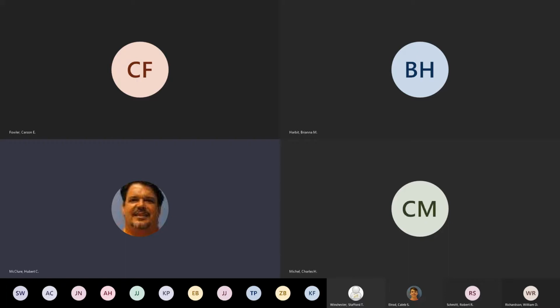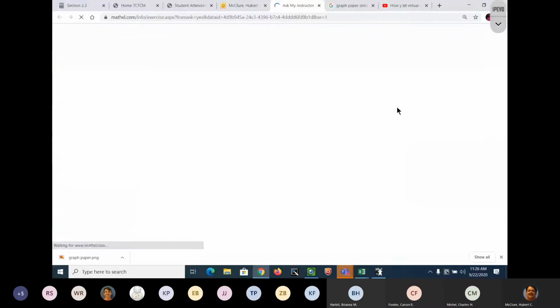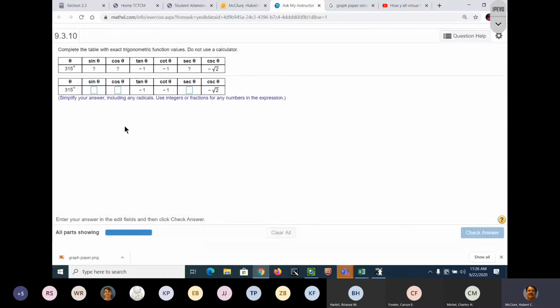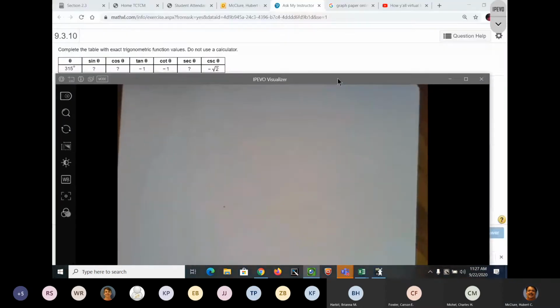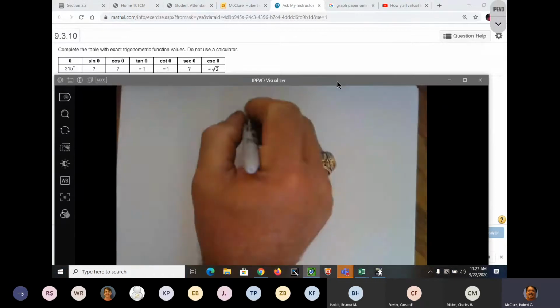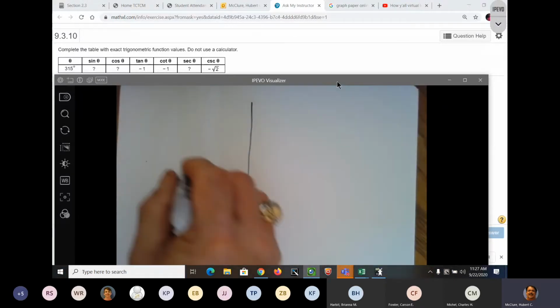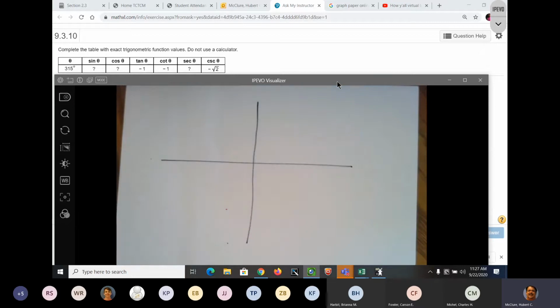10/5. First of all, is it a test question? Yes, this is a test question. So 315 degrees. I'm going to take my handy dandy document cam and draw somewhat of a unit circle, not a whole unit circle. 315 degrees. Where is 315 degrees?